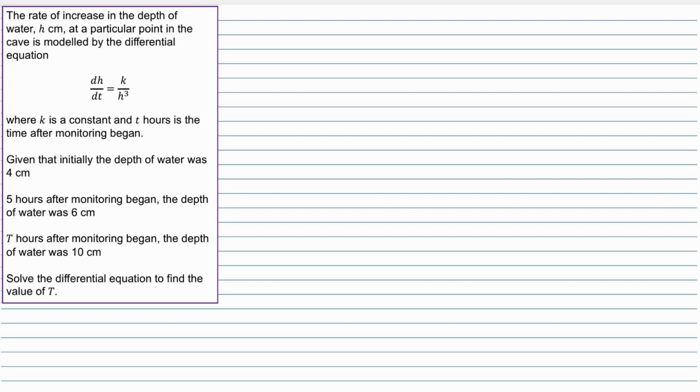Okay, so welcome back if you want to go. So if dh by dt is k over h cubed, we need to rearrange this so all the similar variables are together. So we'll begin by multiplying both sides by the h cubed. That will move the h's on the same side. And we can move this dt to the other side. So we'll times both by dt. So we'll have h cubed dh will equal k dt.